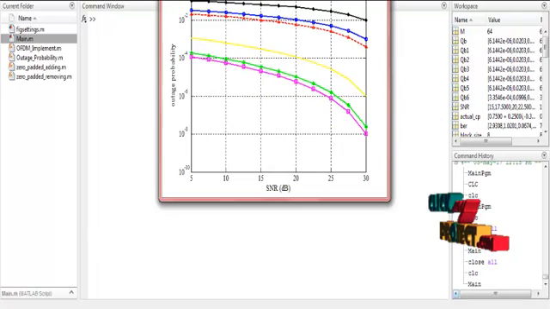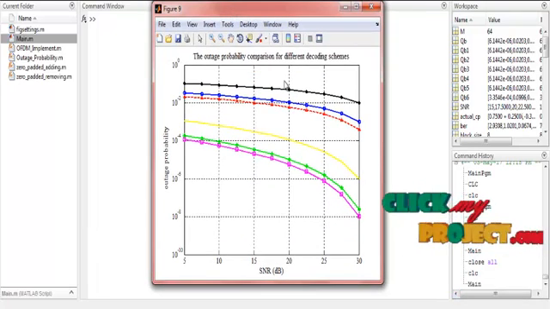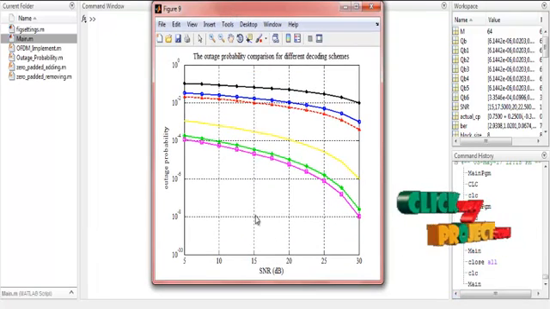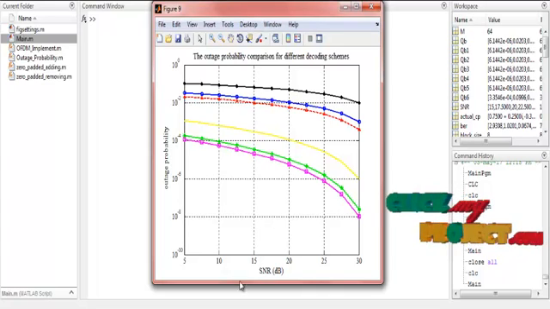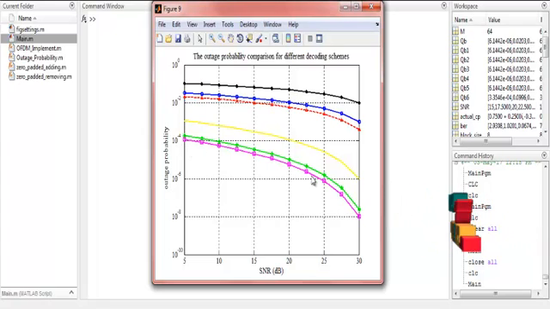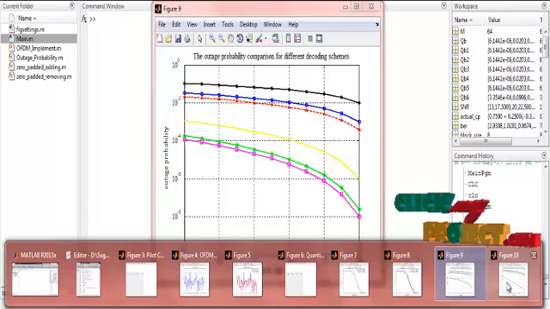The next figure is the outage probability comparison between different decoding schemes. In the MU-MIMO concept, outage probability is a must. This is the outage probability graph of SNR versus outage probability, and it should be minimum, around 10 power minus 4 for the process.